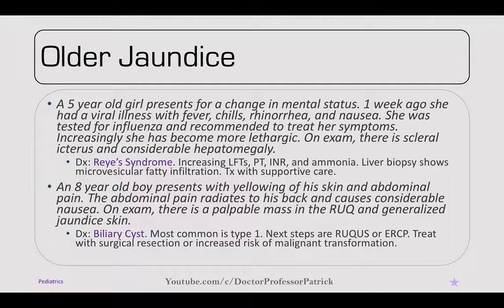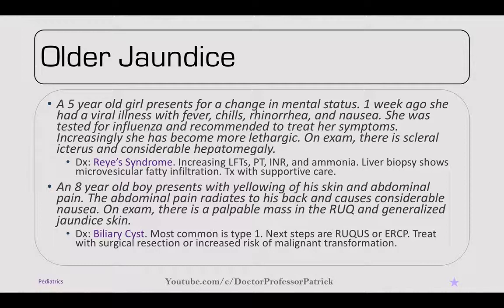So this is why there are warning signs on all your aspirin products, recommending not to give it to children less than 6 years old. Now we've got an 8-year-old who presents with yellowing of his skin and abdominal pain. Abdominal pain radiates to his back and causes considerable nausea. On exam, there's a palpable mass in the right upper quadrant and generalized jaundiced skin.